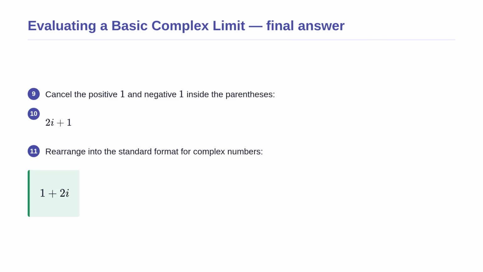Finally, we just need to rearrange these terms into the standard format for complex numbers, writing the real part first, followed by the imaginary part. This gives us our final answer, 1 plus 2i. Physically, this tells us that as the input approaches 1 plus i from any direction whatsoever, the output smoothly approaches the point 1 plus 2i on the complex plane.